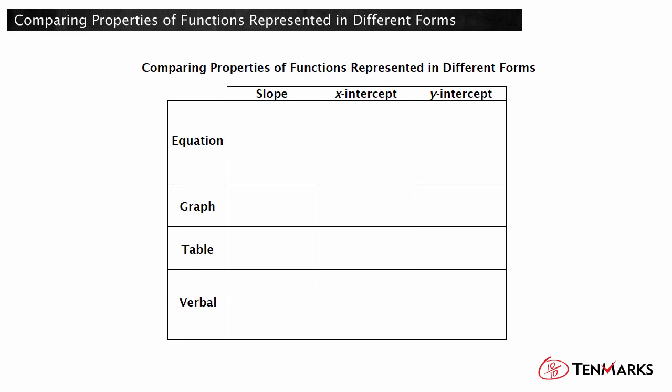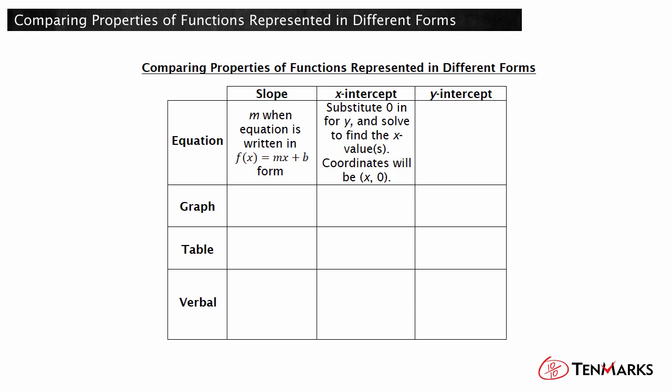How do you determine these properties from the different representations of functions? In an equation in f(x) = mx + b form, the slope is m. To determine the x-intercept when given an equation, substitute 0 in for f(x) or y and solve for x. The value will be the x value of the x-intercept. To determine the y-intercept when given an equation, substitute 0 in for x and solve for y. The value will be the y value of the y-intercept.